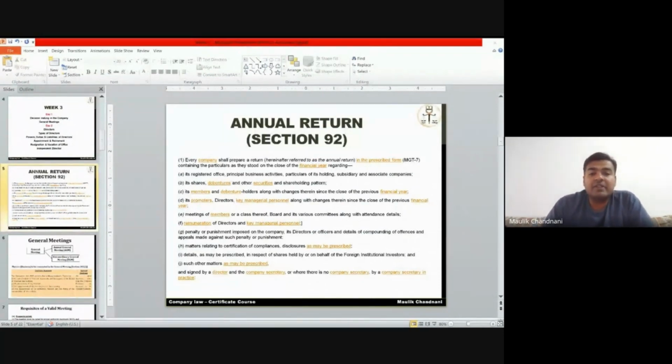What all information you need to give to the ROC every year? The details of your registered office, present, current as on the date of annual general meeting, your activities, your details of your holding companies, subsidiary companies, and associate companies, your shares, that is the equity shares and preference shares, what is your issued capital, what is your paid up capital, how many debentures are issued, and other securities, if any, you have issued, and of course the shareholding pattern.